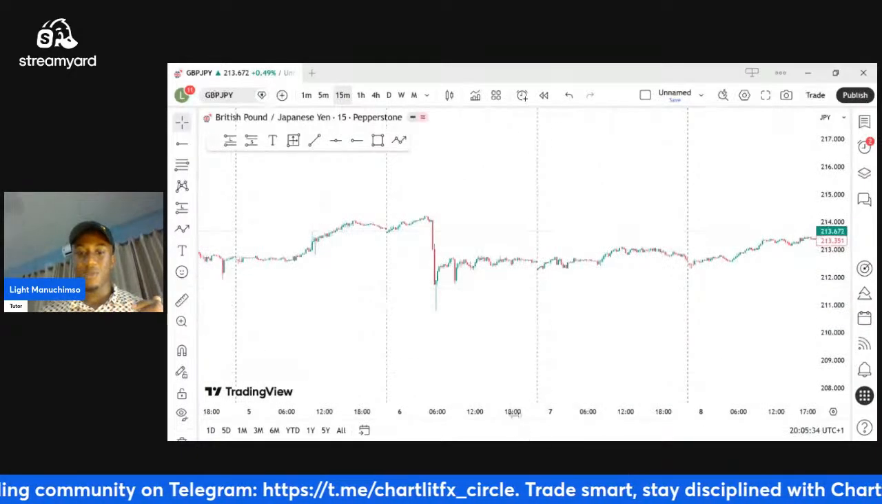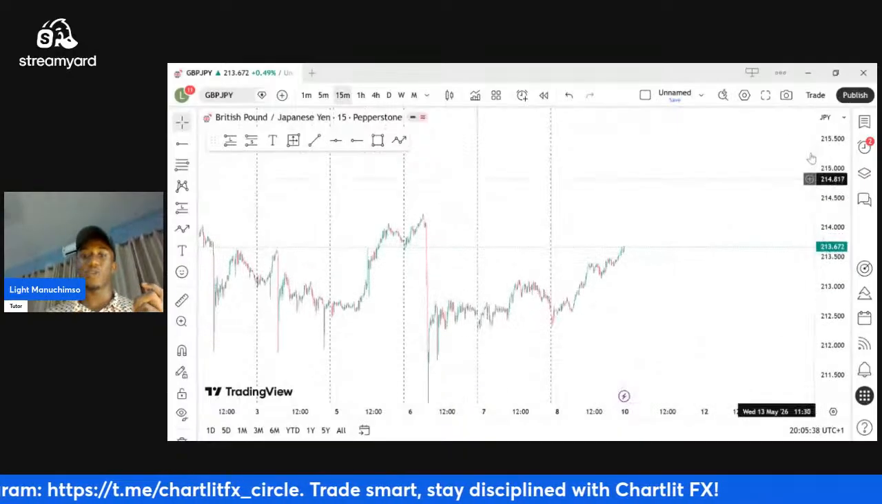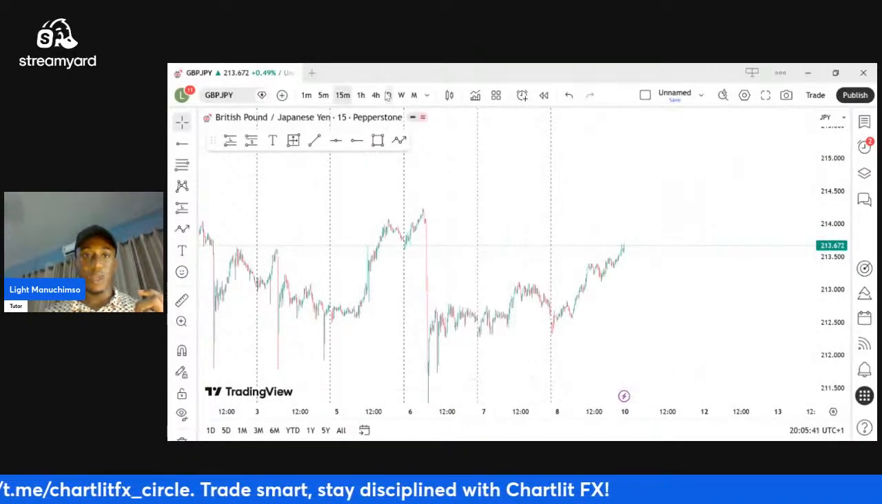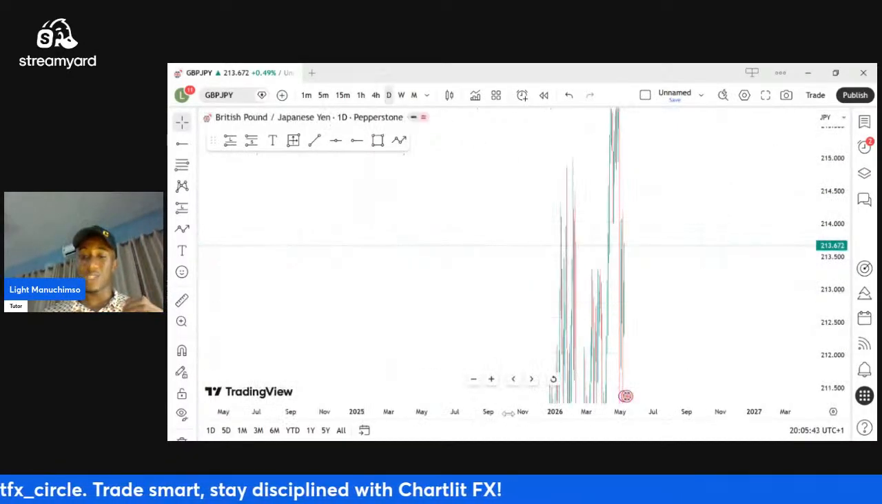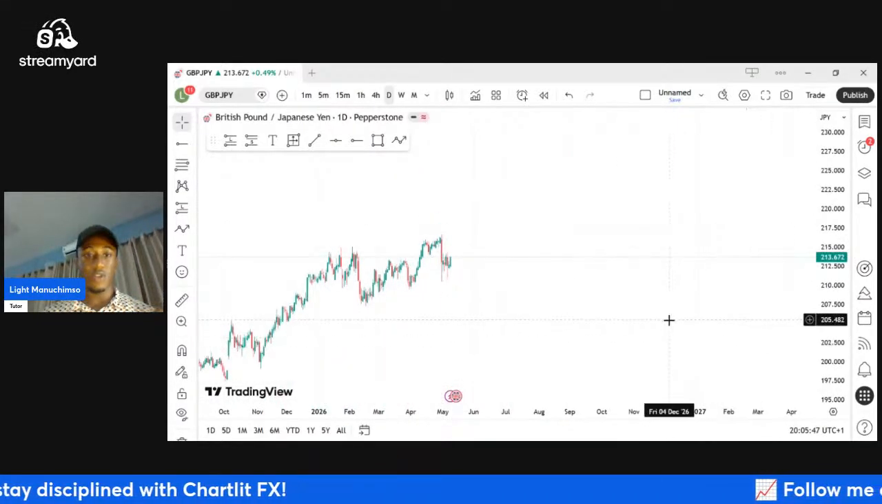I've been avoiding this pair because currently I don't understand what's happening. And as a trader, it's normal. Whenever you look at the pair and you look at the charts and you don't understand what's happening, it's best to stay out. Do not force things because you could get your fingers burnt.